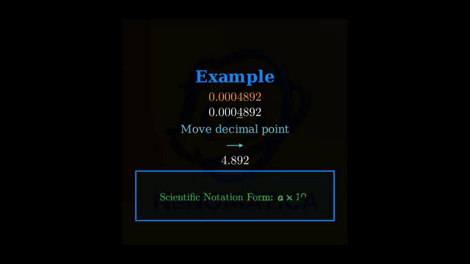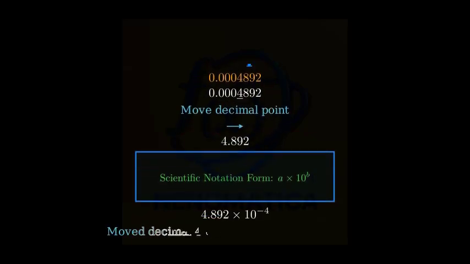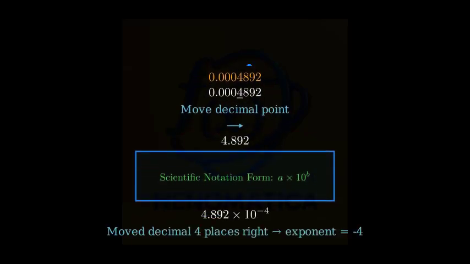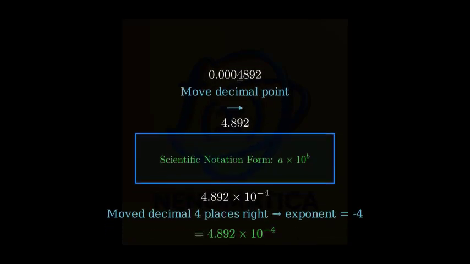Remember, scientific notation has the form a times 10 to the power of b, where a is a number between 1 and 10, and b is an integer. Since we moved the decimal point 4 places to the right, the exponent in our scientific notation will be -4. So our answer is 4.892 times 10 to the -4 power.